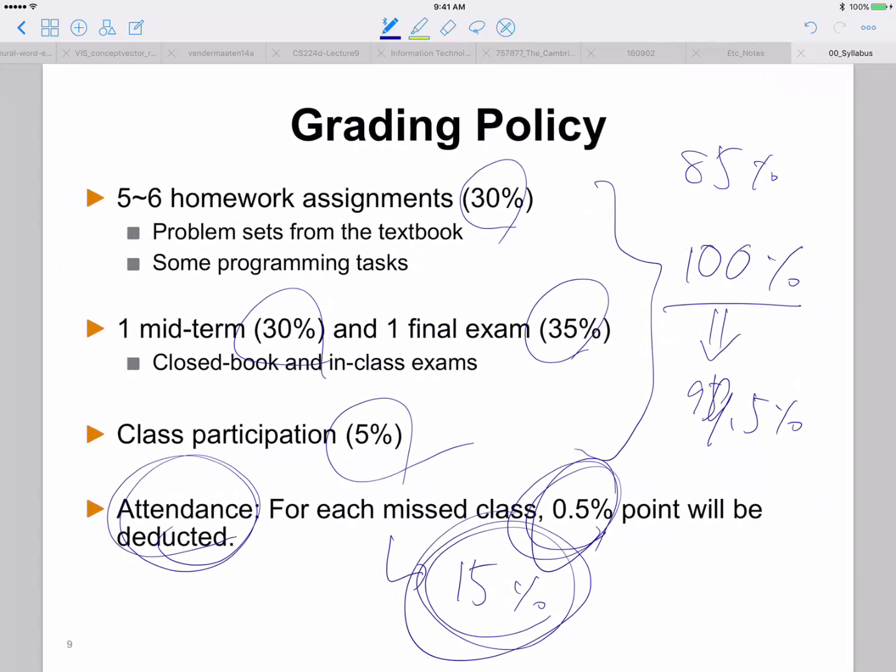Okay, that's actually the last slide about the course introduction. So any questions? And although the class will be done in English, you can ask the questions in Korean. Anytime. Feel free to ask anything in Korean. Any questions?